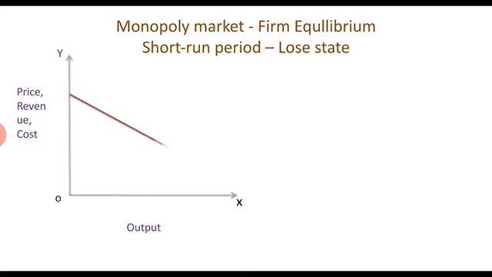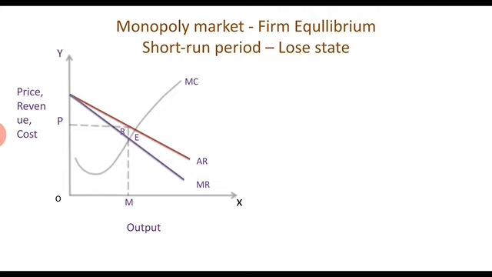Loss state. Sometimes the monopolist is in the loss state. Here MR and MC curves intersect at point E. The monopolist or firm is in equilibrium and produces OM quantity. Price is determined as OP.